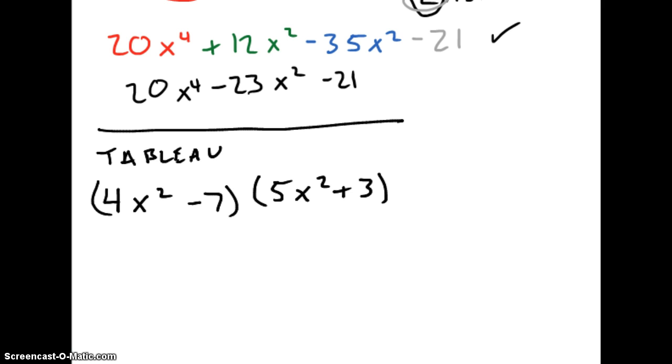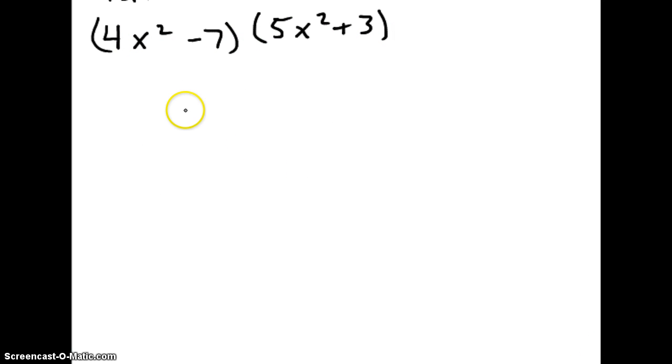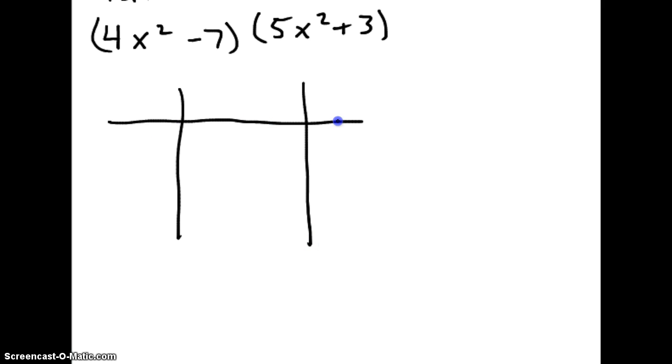So what I'm going to do is make what looks kind of like a tic-tac-toe board. We gotta leave a little bit of space. This way is a little slow at first if you haven't done it before, but here's the gist of it. One of these polynomials I'm going to have going across the top. The other polynomial I'm going to have going straight up and down.